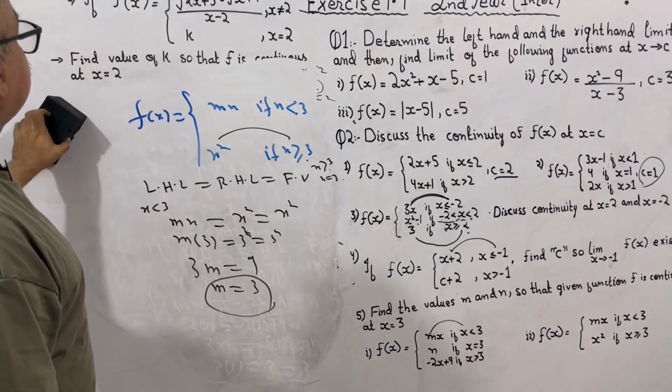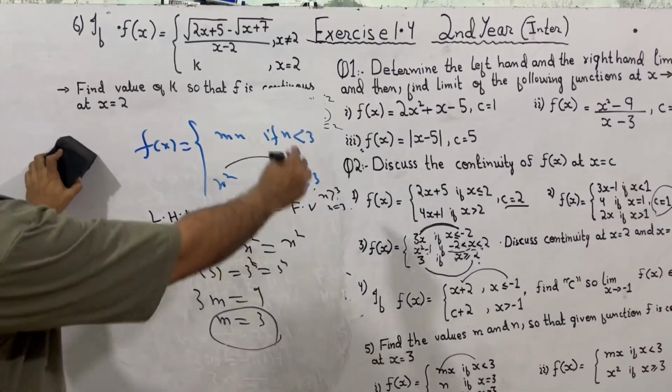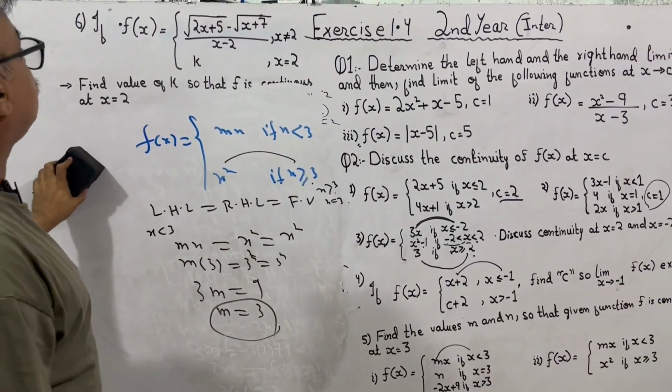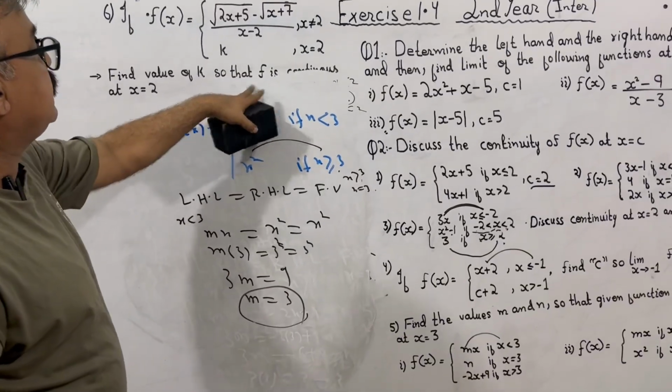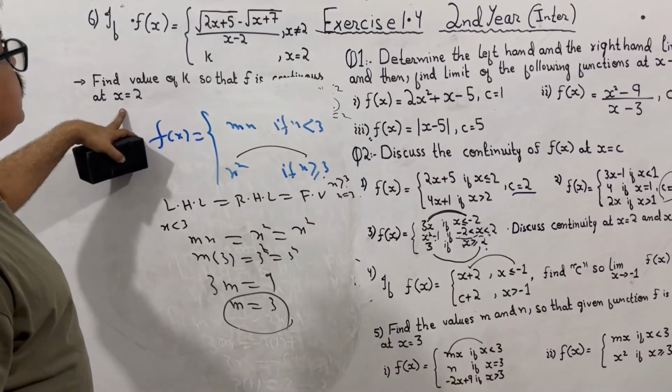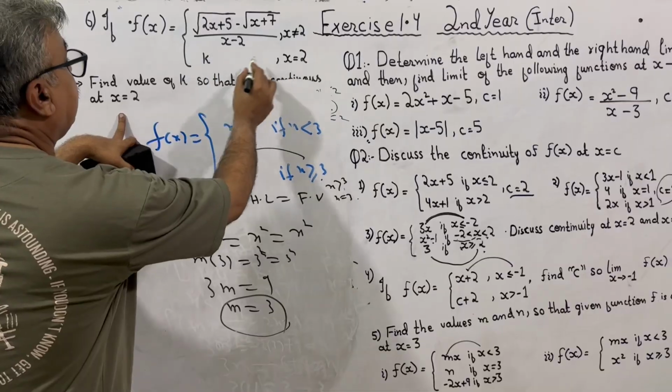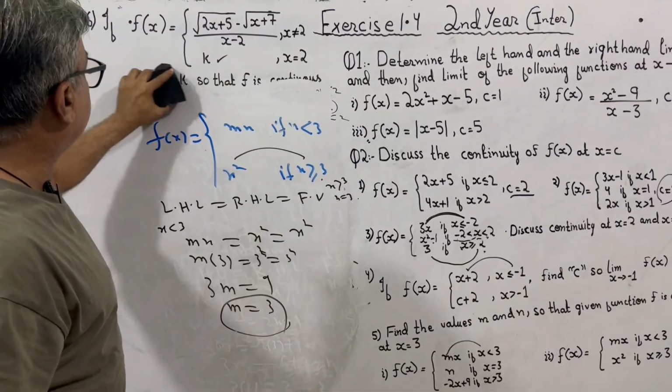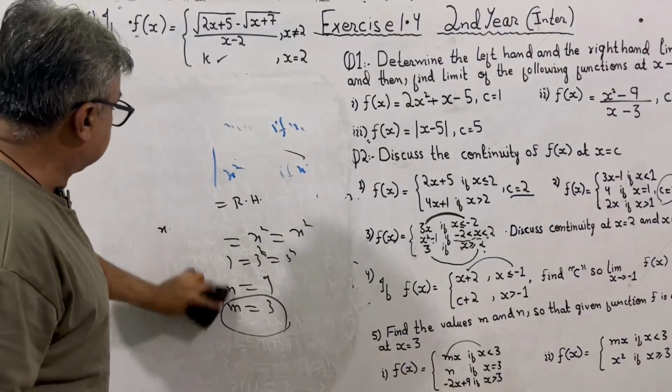Last but not least, check the continuity of this function at x is equal to 2. If the function is continuous at x is equal to 2, as given to us, find k. Okay, let me make some space and solve this.